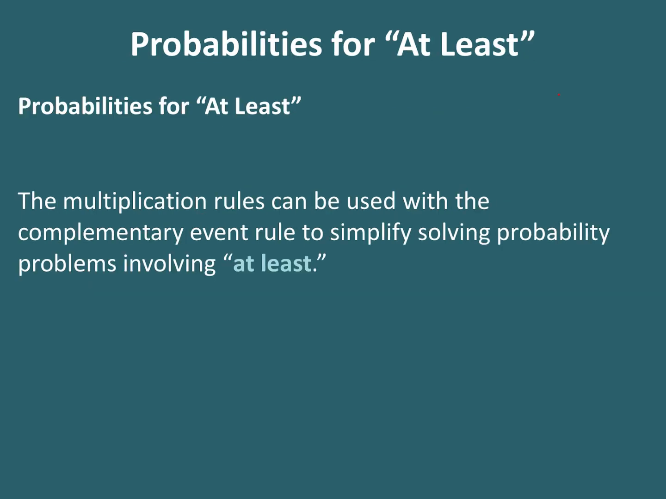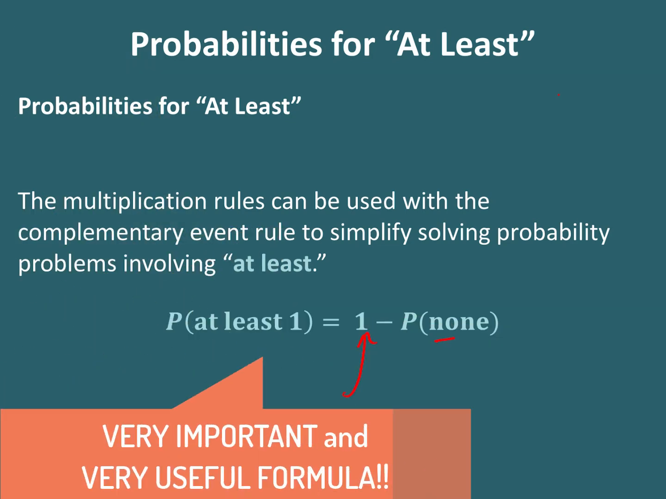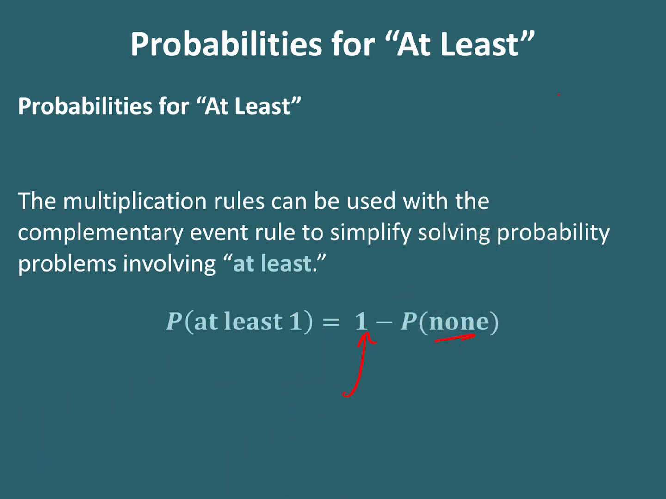Probabilities for the phrase at least. The phrase at least is a very important phrase in any given statistics class, and the multiplication rules can be used with the complementary event rule to simplify solving probability problems involving the phrase at least. So if you're ever asked to find the probability of at least one occurring, then simply take 1, which represents the entire probability, 100%, and subtract the probability that none occur. And this should be somewhat familiar based on the complementary event rule we learned before.